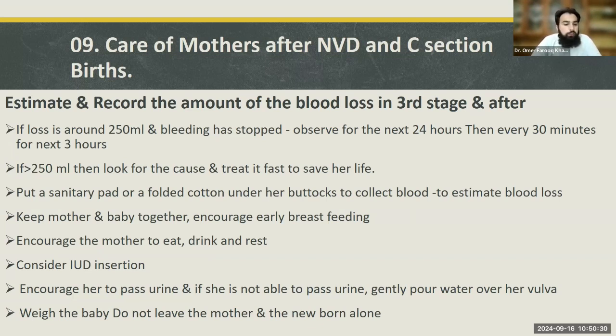Weigh the baby. Do not leave the mother and the newborn alone even for 2 minutes.